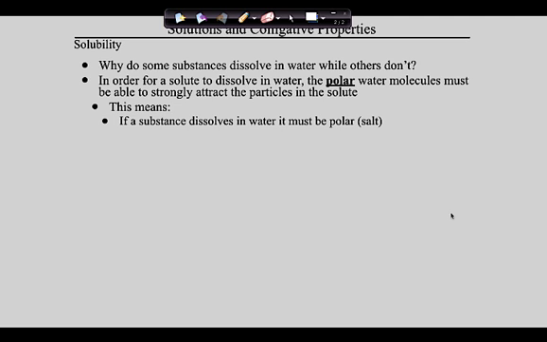So what about things that don't dissolve in water? What's got to be true of those? They're not polar. So oil, gasoline, things like that. Guys, those things are not polar, and therefore they don't dissolve in water because the water molecules are not attracted to them.